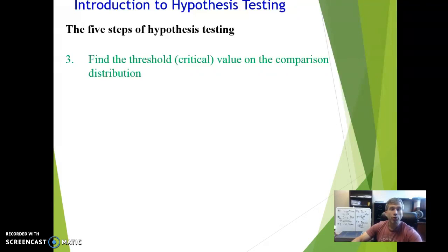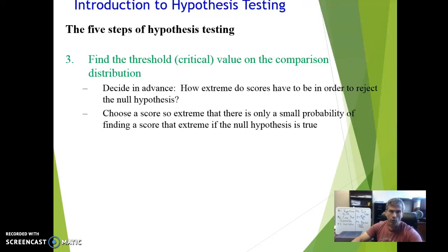Then you find the threshold or critical value on that comparison distribution. So remember, as real researchers, we'd be deciding in advance what the alpha level was.